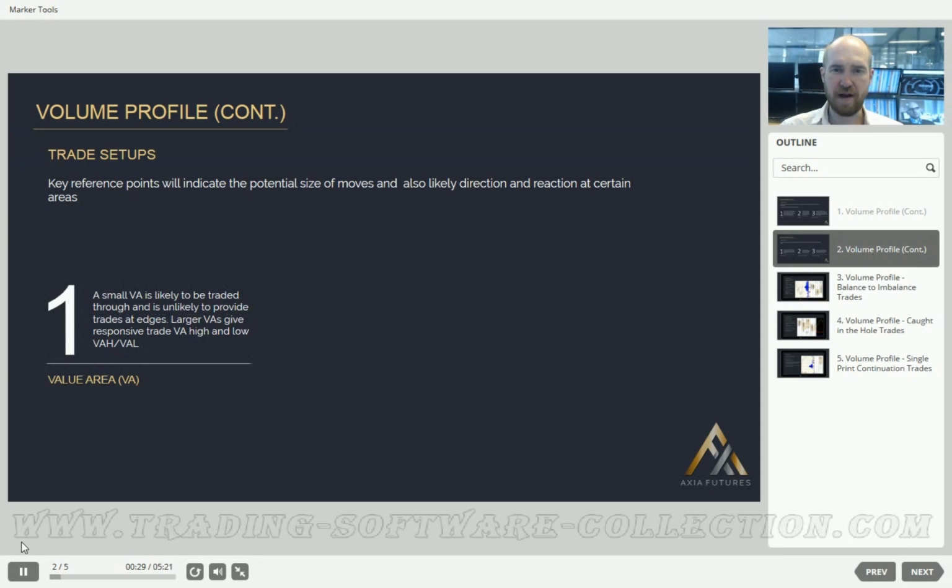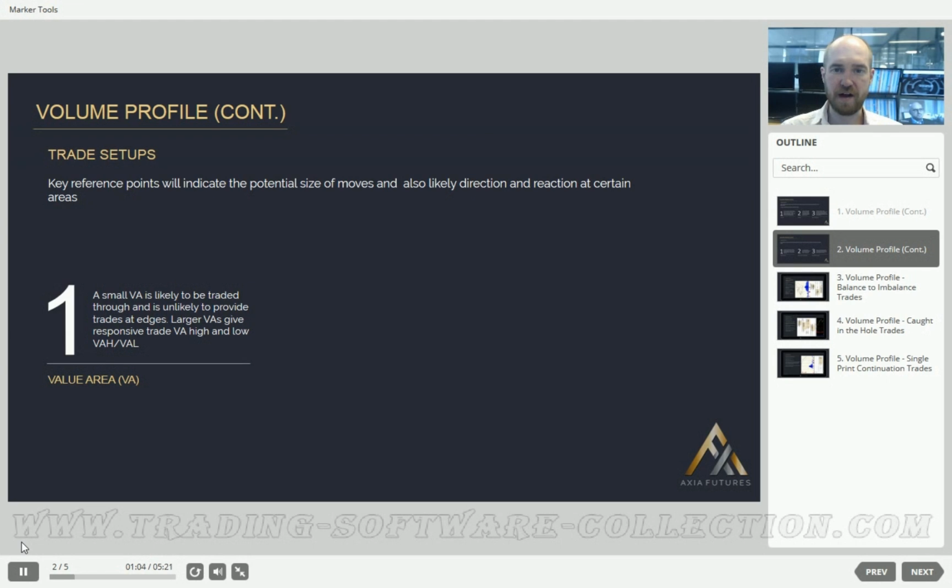The key thing with value area is the size of it and also its uniformity. If you have a very uniform and small value area, the market doesn't need to trade there again. Price has clearly been accepted. It's done a lot of time and a lot of volume in that area. It doesn't need to go there again. And so any moves into those smaller value areas are likely to move straight through them, providing very little in the way of support or resistance at each edge of the value area. So be aware of that. Small value areas generally get traded through.